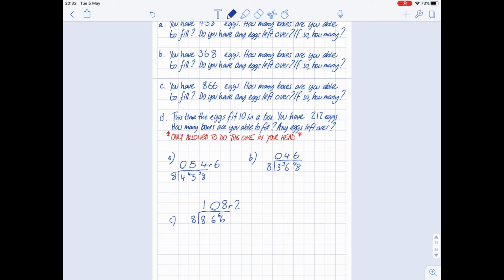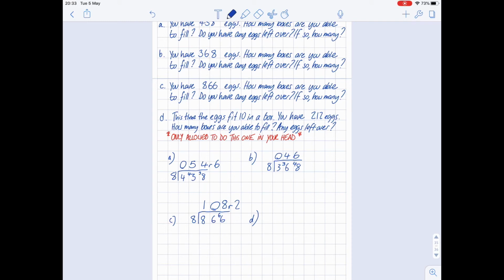And the last one, D, I've said you've got to do it in your head. So this time you were filling boxes, and you could fit 10 eggs in a box, and you had 212 eggs. And I asked you how many boxes you could fill. So what I wanted you to think of was how many 10s go into the number 212. Well, I know that if I had 100 eggs, that'd be 10 boxes, because 10 times 10 is 100. So 20 boxes must be 200 eggs. And I got 12 eggs left over.